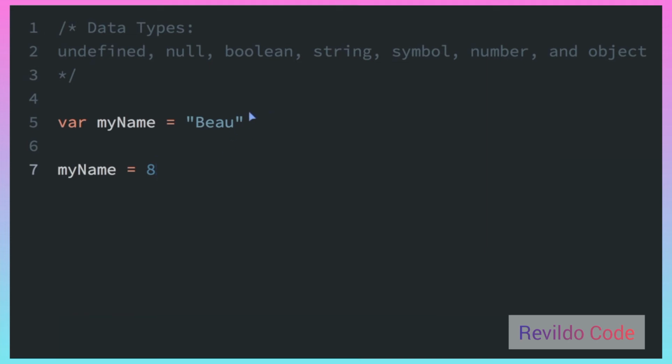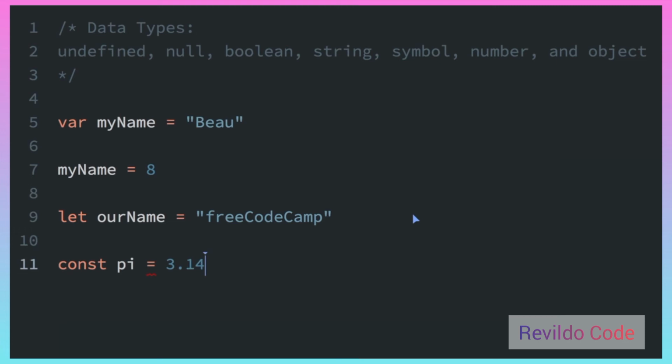Now, there are actually 3 ways to declare a variable in JavaScript. So, var is one of them, and for a while that was the only way, but there are other ways too. There's a way called let, so I can say let our name, and then I can say equals freeCodeCamp. And then the other thing would be const. So I could do const pi equals 3.14.